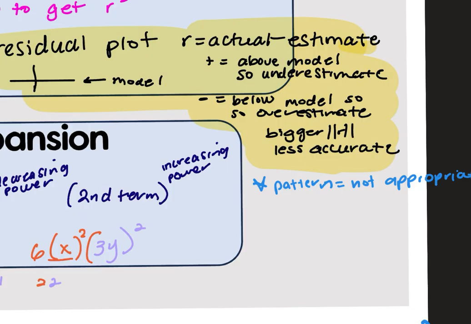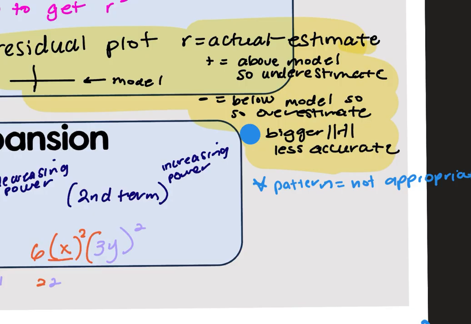And the bigger the absolute value of R, this is what that looks like. It's terrible handwriting, but the bigger the absolute value of R, the less accurate it is. Obviously, the further away from the model it is, the less accurate it is. And then you could also see a question in which it will give you a regression model and a residual plot, and it would say which of the following is appropriate or which of the following is not appropriate. And a pattern means it's not appropriate.